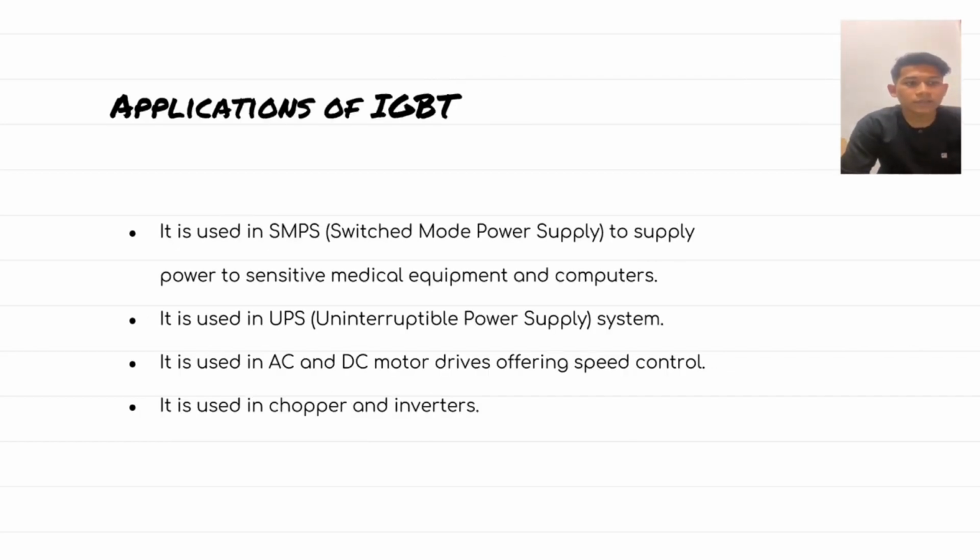So, what is the application for this IGBT? What is it applied in? It is used in SMPS to supply power to sensitive medical equipment and computers. It is used in UPS systems. It is used in AC and DC motor drives, offering speed control, and it is used in choppers and inverters.